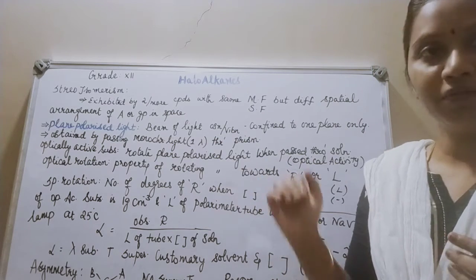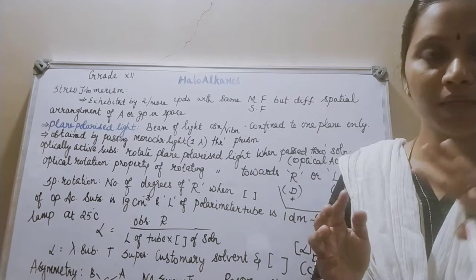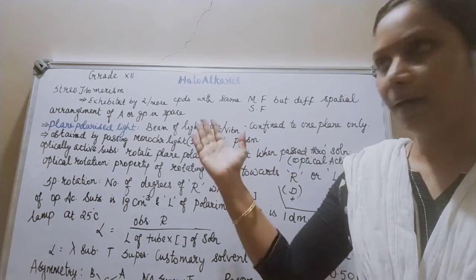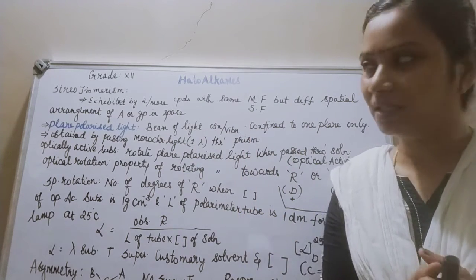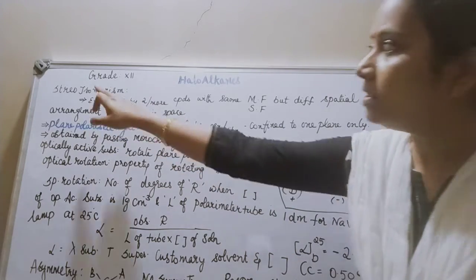So what is left out? We have left out some important definitions in between. We have seen the introduction part completely. What we have to see, that also I have told you. Then what is remaining, that we are going to see in today's session. Stereoisomerism. Okay, what is stereoisomerism?